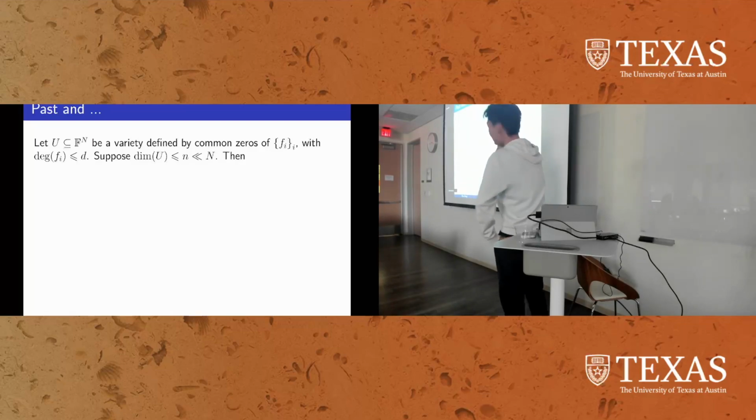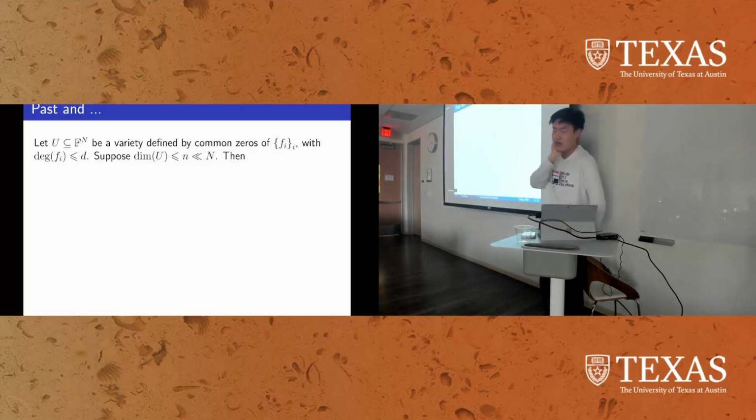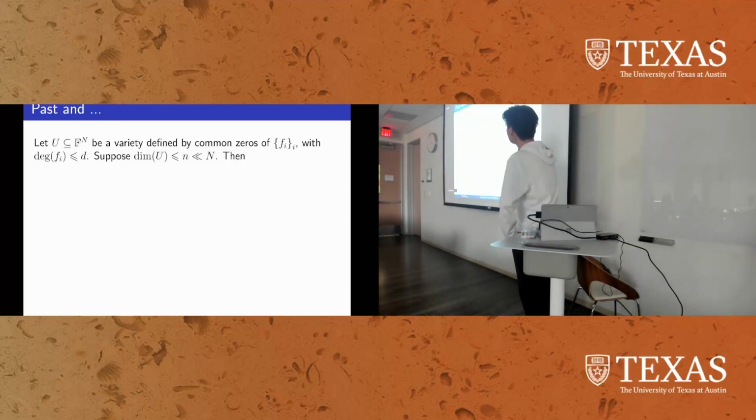I will list some of the past results that people have obtained on this problem, and the setup is the following. I have a set U, which is my variety, the common zeros of a set of polynomials f_i, and I assume that the degrees of these polynomials are bounded by d.